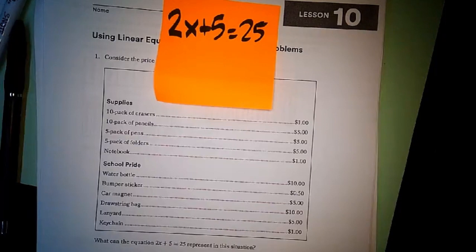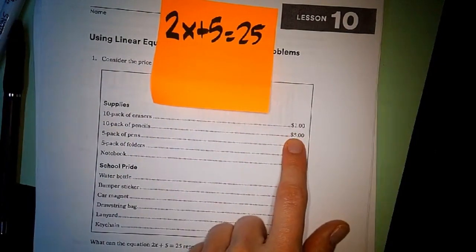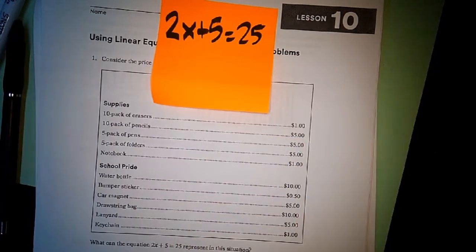Okay, so we have the price of 2 water bottles and a pack of pencils or erasers. It has to be the pencils. Why does it have to be the pencils? Because the pack of erasers is only $1. So it has to be the pencils. Yes? Okay. So what does the 25 represent?